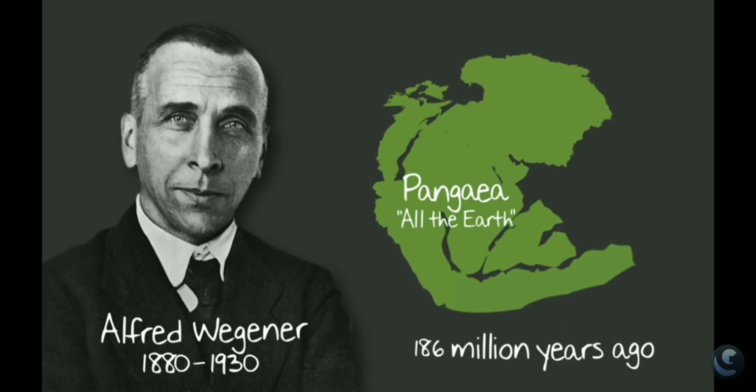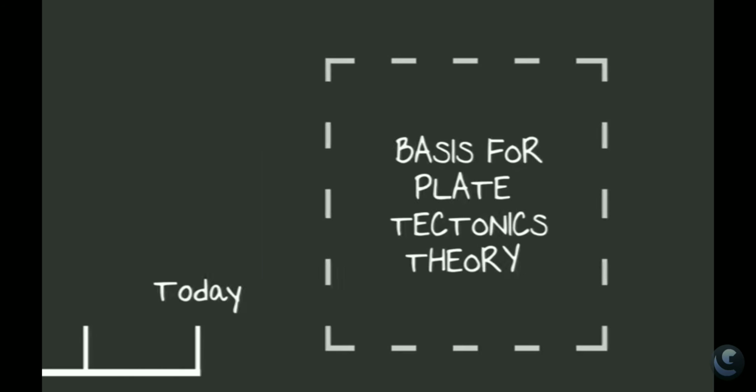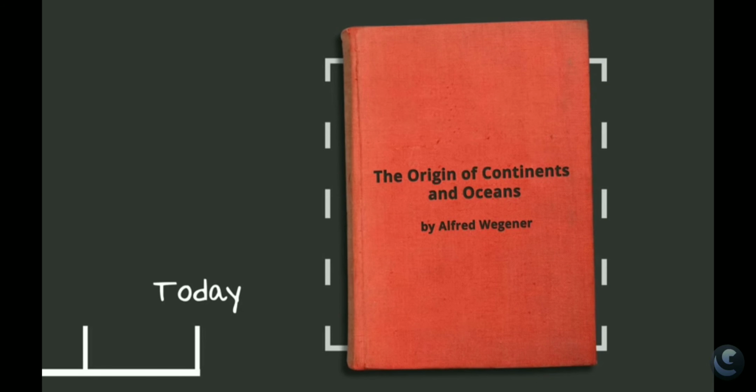Over the course of millions of years, Pangaea broke apart into the continents we know today, a process he called continental drift. Although his theories explained quite a bit about the origins of the Earth, scientists at the time weren't exactly impressed and initially dismissed his ideas. Fast forward to today, and Wegener's concepts are the basis of the modern-day plate tectonics theory.